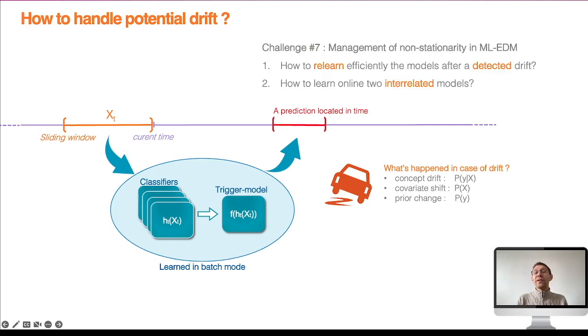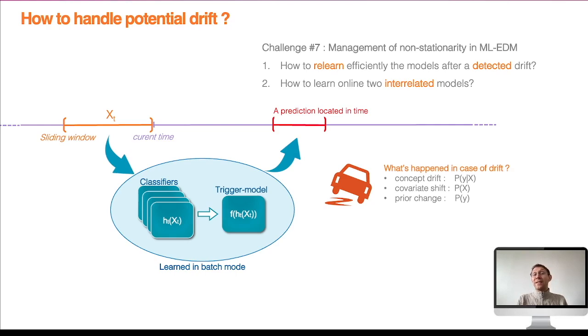The management of these different types of drift is an interesting challenge to develop the field of machine learning-based early decision making. The research directions described in our paper fall into two categories. The first one consists in detecting this drift and then retraining the model by using recent data. Such approaches exist in the data stream literature. The challenge here will be to adapt them.